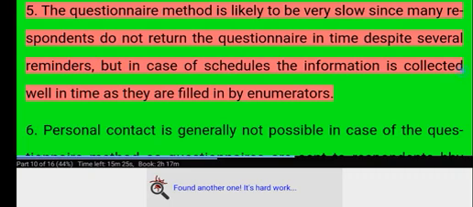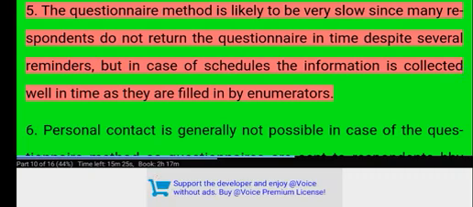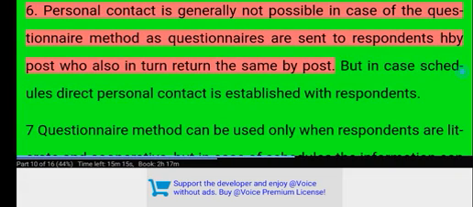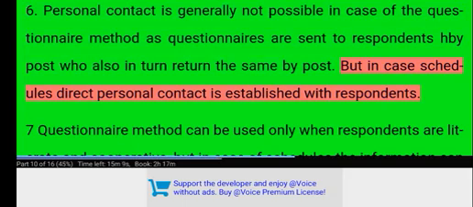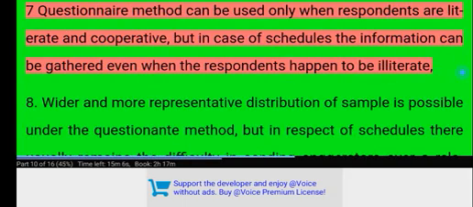5. The questionnaire method is likely to be very slow, since many respondents do not return the questionnaire in time despite several reminders, but in case of schedules the information is collected well in time as they are filled in by enumerators. 6. Personal contact is generally not possible in case of the questionnaire method, as questionnaires are sent to respondents by post, who also in turn return the same by post. But in case of schedules, direct personal contact is established with respondents.